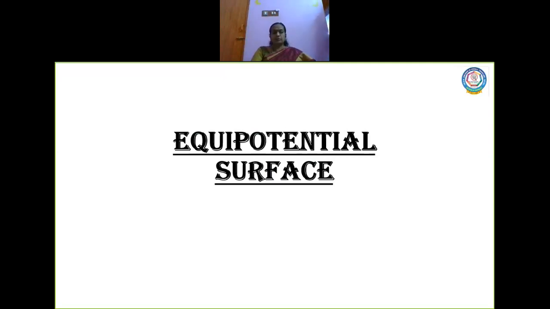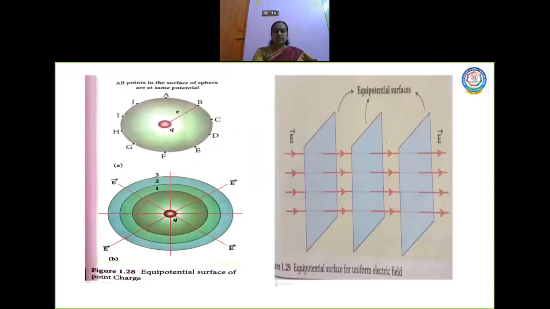Now today we are going to go for a very important topic called equipotential surface. So what is an equipotential surface? A surface on which potential is the same everywhere is called an equipotential surface. Equi means same. Now look at the definition here: when all the points on the surface are at the same potential.